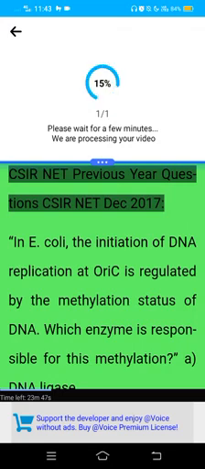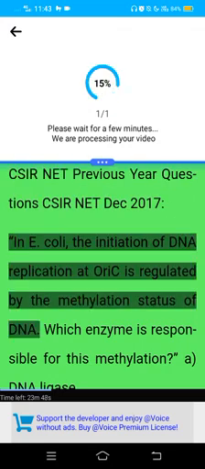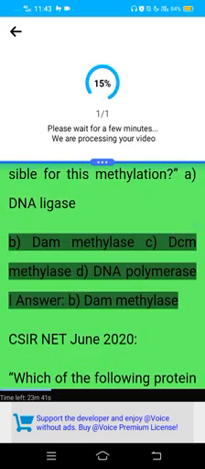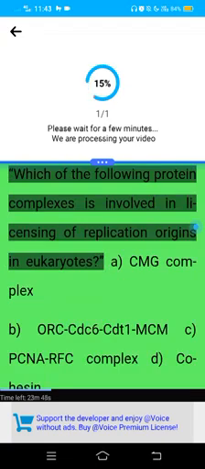CSIR-NET previous year question, CSIR-NET December 2017. In E. coli, the initiation of DNA replication at oriC is regulated by the methylation status of DNA. Which enzyme is responsible for this methylation? A. DNA ligase. B. DAM methylase. C. DCM methylase. D. DNA polymerase I. Answer: B. DAM methylase.